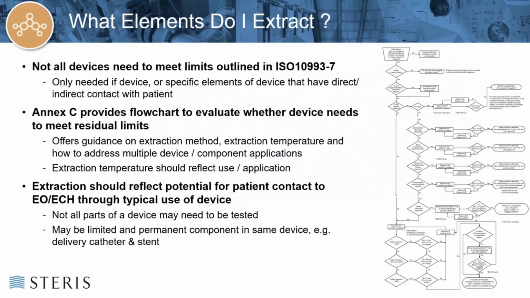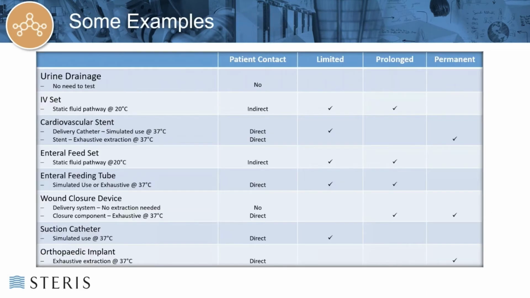Some devices may have portions of a device that are limited contact, such as a delivery catheter, or other portions that are prolonged or permanent patient contact, such as a stent. These two portions would need to be evaluated separately for residues. Items such as carrier hoops, electrical cords, handles, etc., would not typically be included in residue testing as they do not have the potential for patient contact. Fluid pathways through device handles would require further testing consideration.